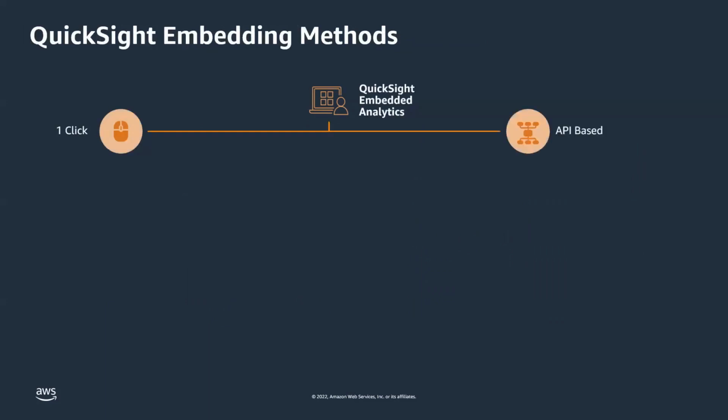Coming to embedding methods, Amazon QuickSight offers two fundamentally different approaches of how you can integrate its capabilities into your applications. We'll be looking at how less technical users with no code can leverage one-click embedding to easily embed dashboards within a couple of minutes, but also how more sophisticated integrations, which require customizations, can be achieved using QuickSight APIs. We'll dive deeper into these categories in the upcoming slides.